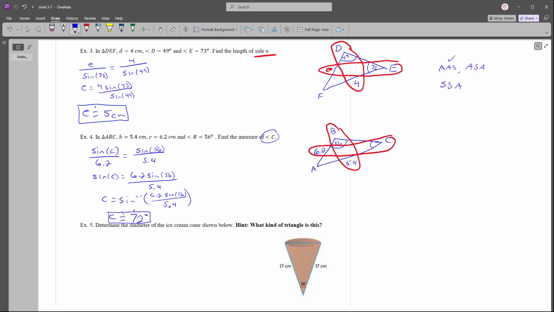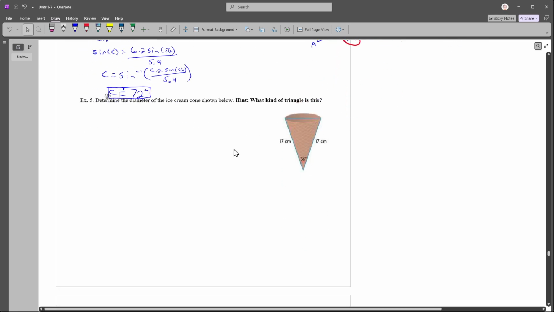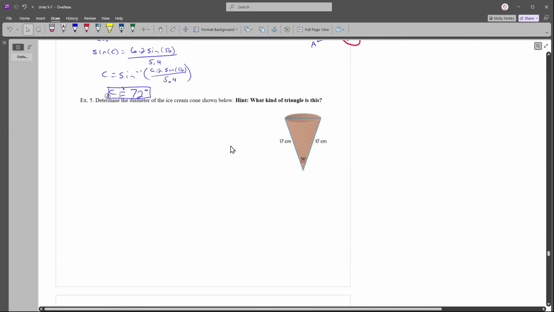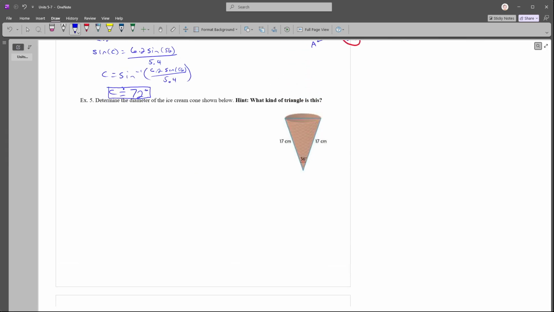All right, not too bad. Let's go to something a little bit more complicated. So this question is asking us to solve this problem. There's actually more than one way to solve this problem, and I'm going to show you them both just so you can see them. So it says determine the diameter of the ice cream cone shown below. So the diameter is the distance across here.